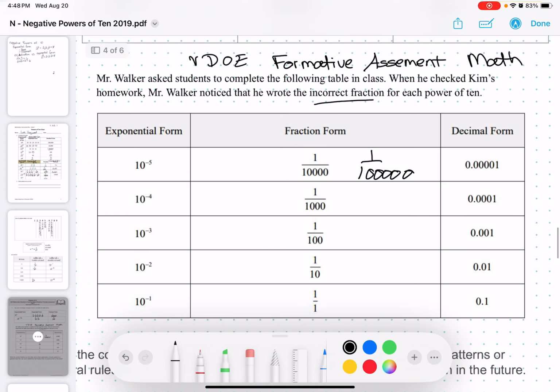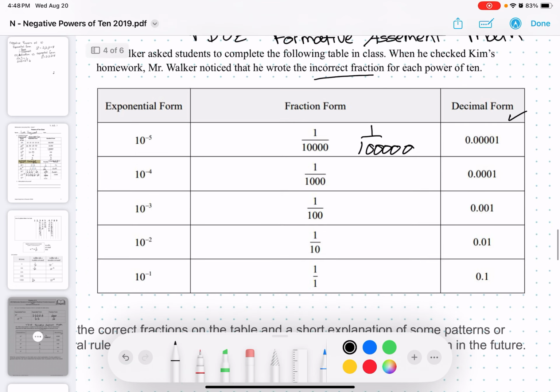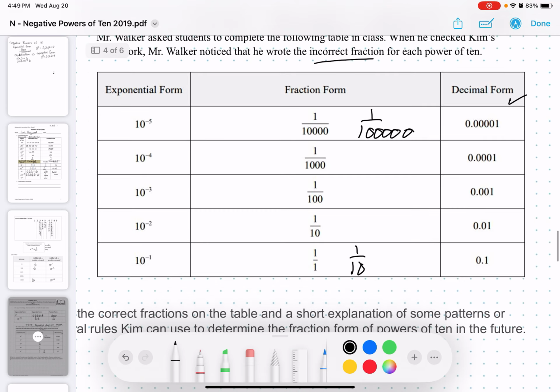And just to double check, I'm going to check the decimal form. So my decimal 1, 2, 3, 4, yep, 5. So the decimal form is correct. So it looks like he missed a 0. Let's do 10 to the -1. Yep. Because 10 to the -1 should be 1 over 10 or 1/10. And 0.1 is actually pronounced 1/10.